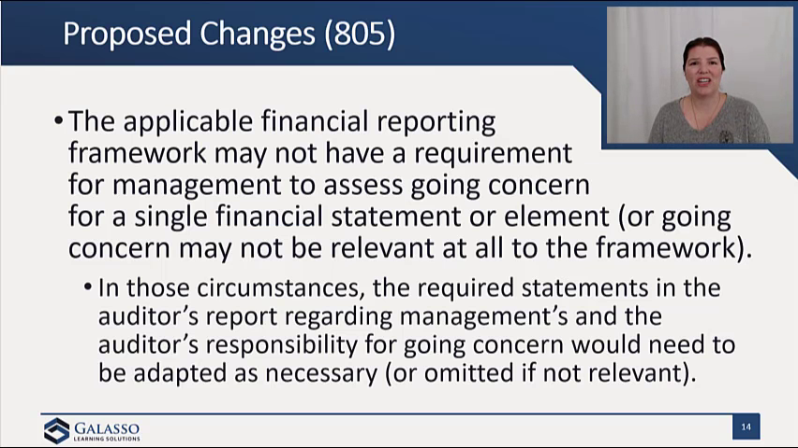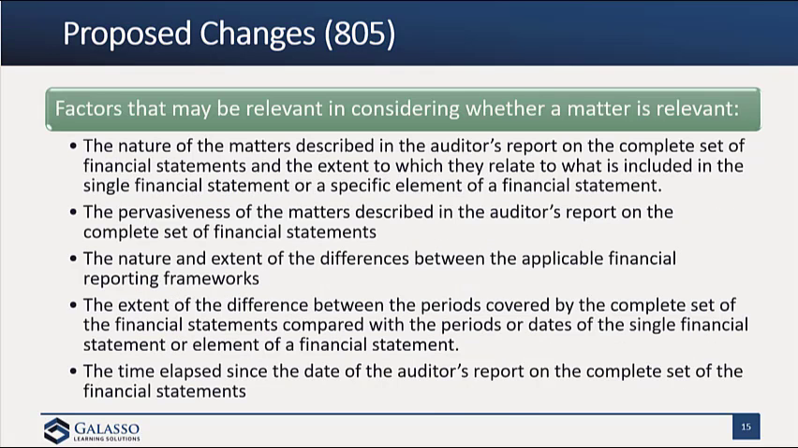So that's sort of the 800 section. In 805, again, when we're looking at this one, we're looking at a single financial statement or a particular line item. So again, going concern may or may not be appropriate. So you would have to consider and adapt as necessary or just omit if not relevant. So how do you know if something is relevant, right? So considering whether a matter that is included in the auditor's report is relevant in the context of the engagement to report on a single financial statement involves a lot of professional judgment.